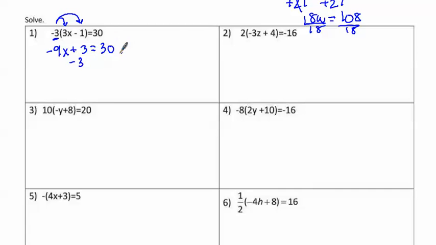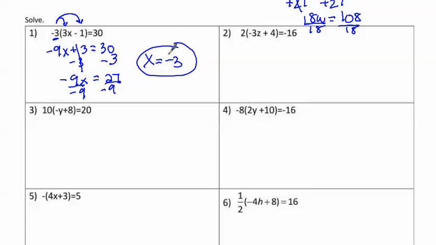You want to solve using inverse operations. You want to move the constant first, so plus 3, the inverse operation is minus 3. What you do to one side, you must do to the other. So then you get negative 9x equals 27. Divide each side by negative 9, and you get x equals negative 3. Circle your final answer.